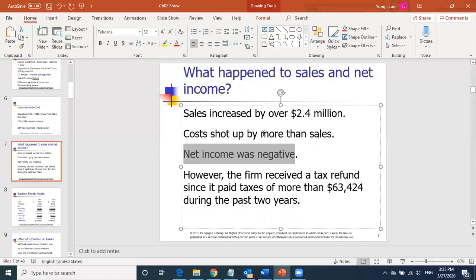So when your sales increase, you need to forecast the funds you need. That's the most important thing: to plan ahead how much money you need to support your sales. Later on we'll talk about the additional funds needed for this question.